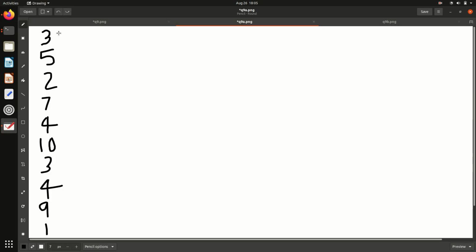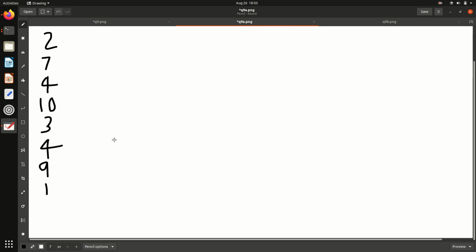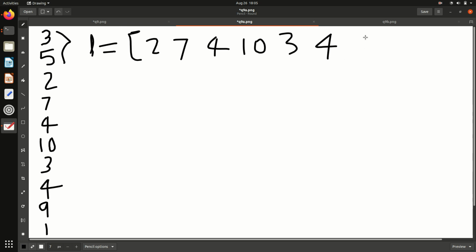So let us understand. These are just the number of points, so forget this for now. Now we will take one list L, and one by one we will put all the points. So it will be 2, 7, 4, 10, 3, 4. We take all points, because we just have to find the median. 3, 4, 9, 1.